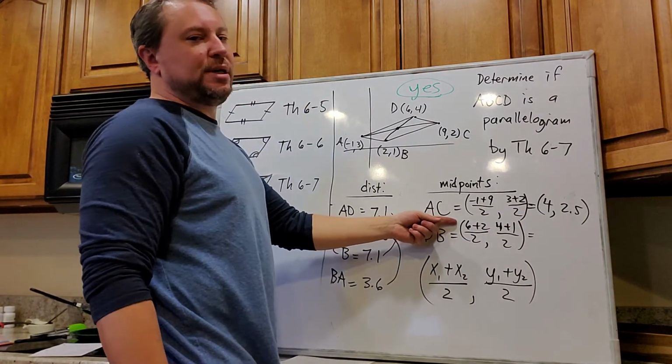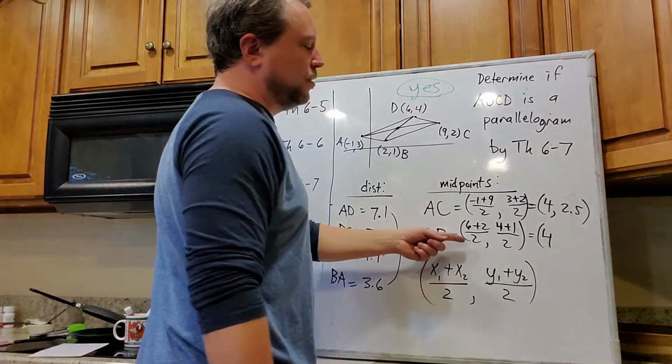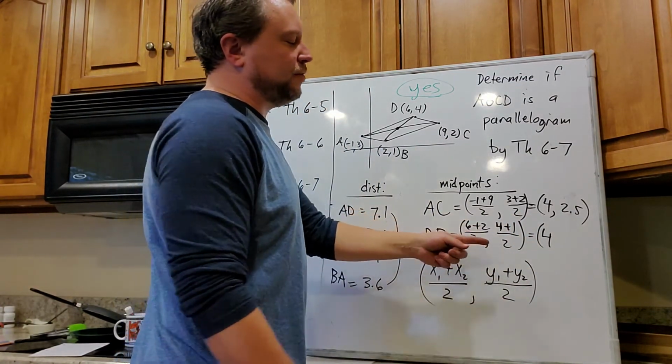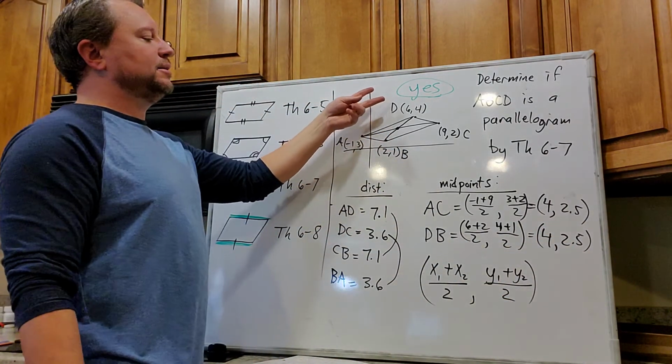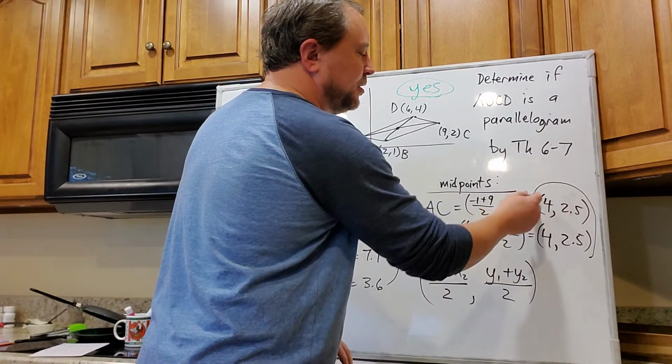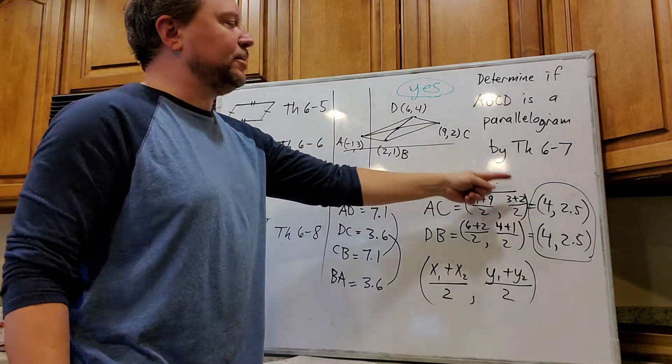6 plus 2 is 8. 8 divided by 2 again is 4. 4 plus 1 is 5. Half of 5 is again 2.5. So no surprise here. We got matching midpoints, and our answer is going to be a yes.